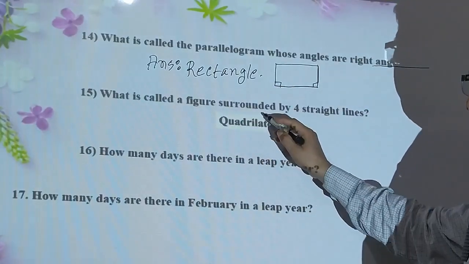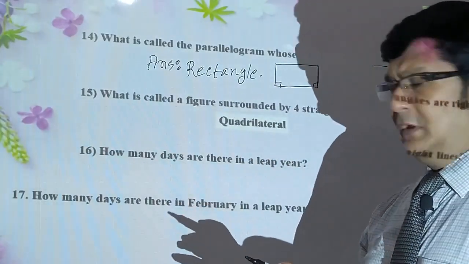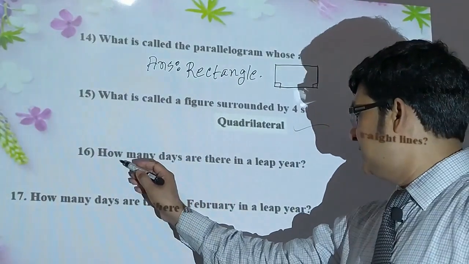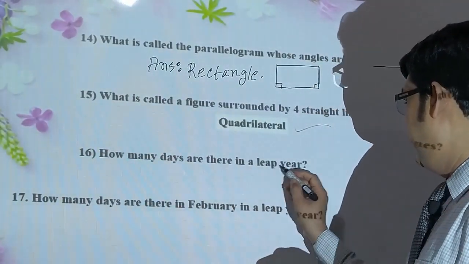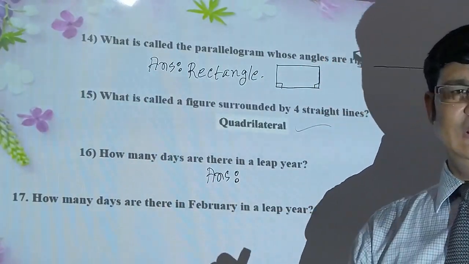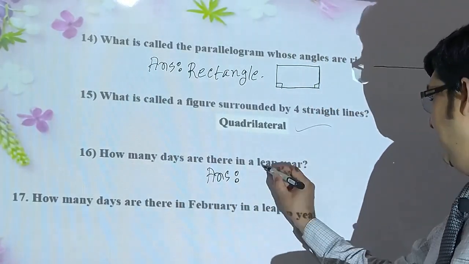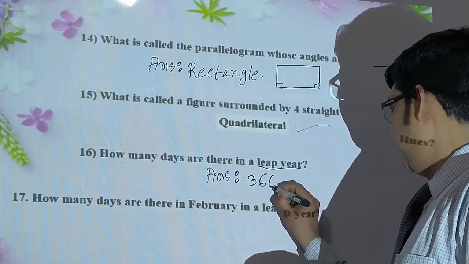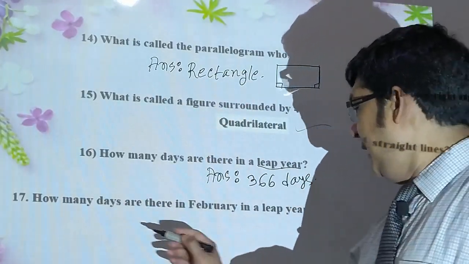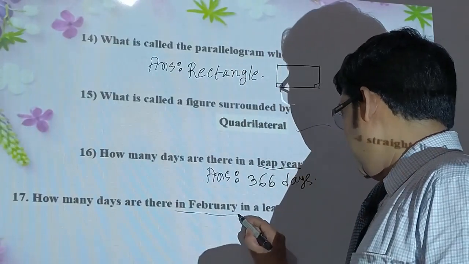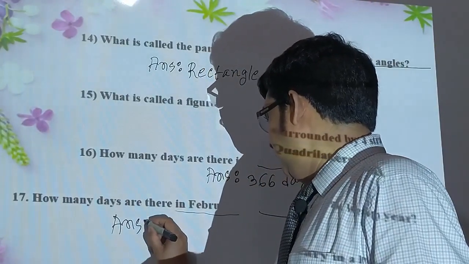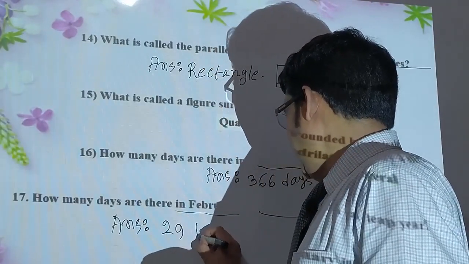Okay, so what is the figure surrounded by four straight lines called? My dear students, it is called a quadrilateral. And another question, how many days are there in a leap year? Normally we have 365 days, but in a leap year you will write 366 days, because one day is extra. How many days are in February in a leap year? It is 29 days.